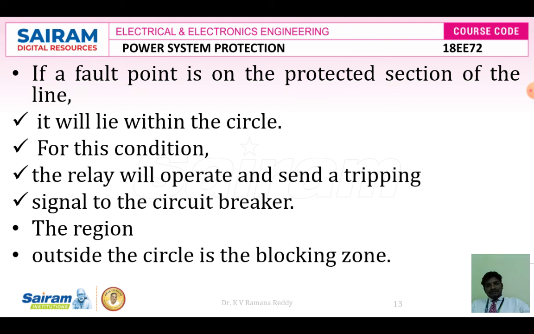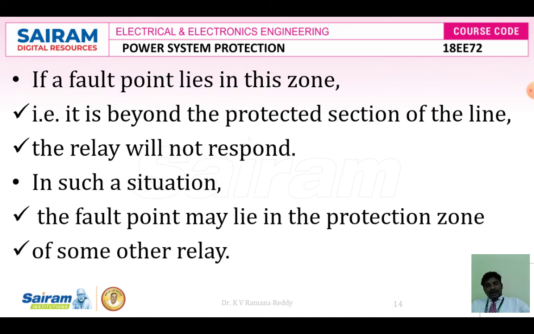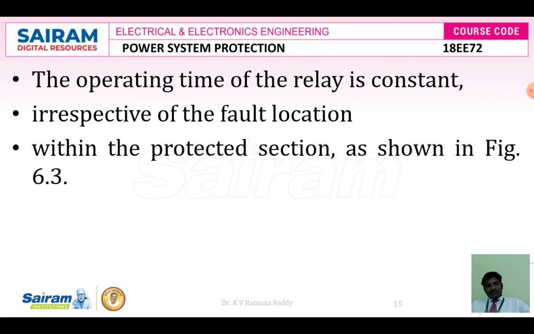Therefore if a fault point is on the protected section of the line, it will lie within the circle, and for this condition the relay will operate and send a tripping signal to the circuit breaker. If the fault lies outside of the circle, then this relay won't respond. Another relay which covers that blocking zone will activate and function. Therefore if a fault point lies in this zone, beyond the protected section of the line, the relay will not respond. In such a situation, the fault point may lie in the protection zone of some other relay.